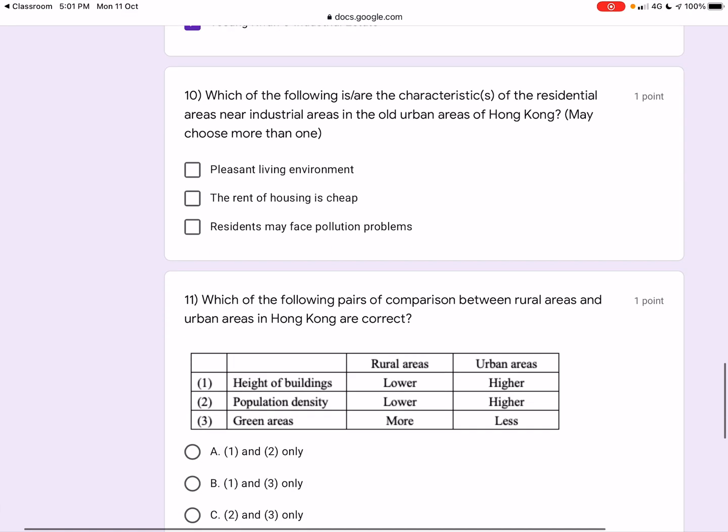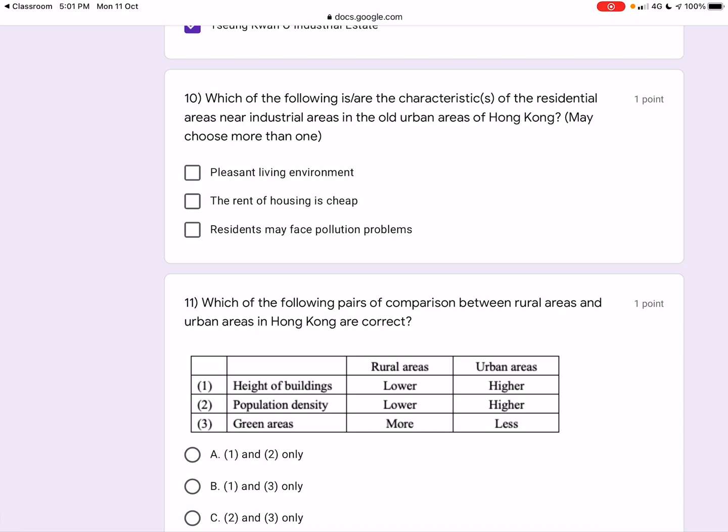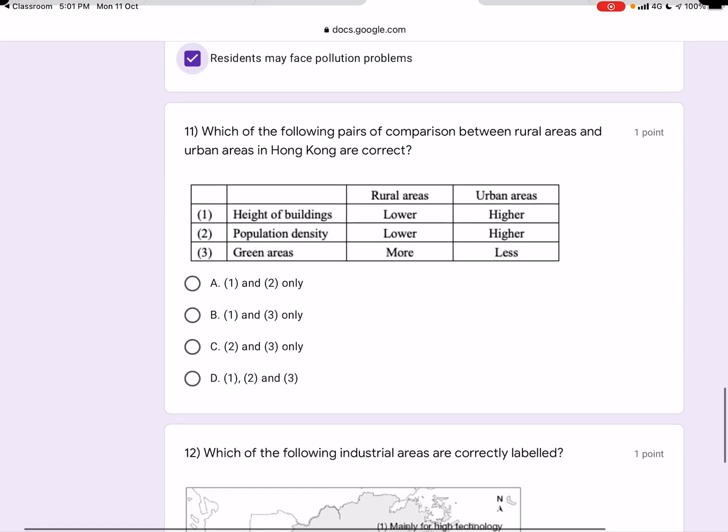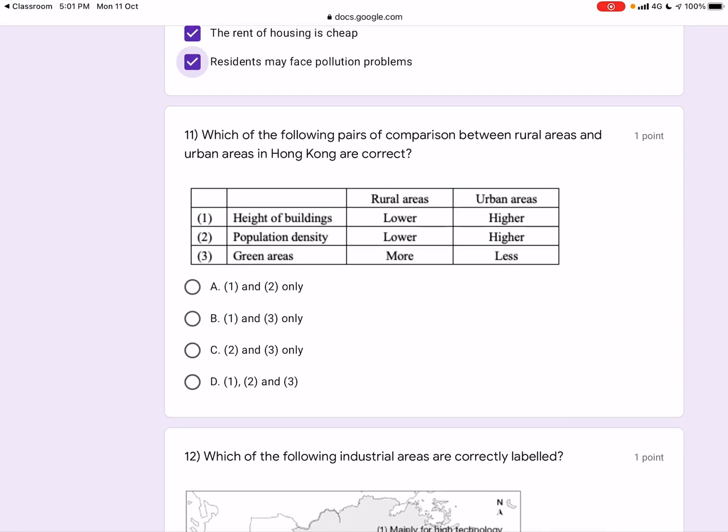Which of the following are characteristics of residential areas near industrial areas or in the urban areas of Hong Kong? Not really a pleasant living environment, just like Tu Kwa Wan, you cannot say we are having a pleasant living environment. The rent of housing is cheap too, and residents may face pollution problems, also true. So these two.